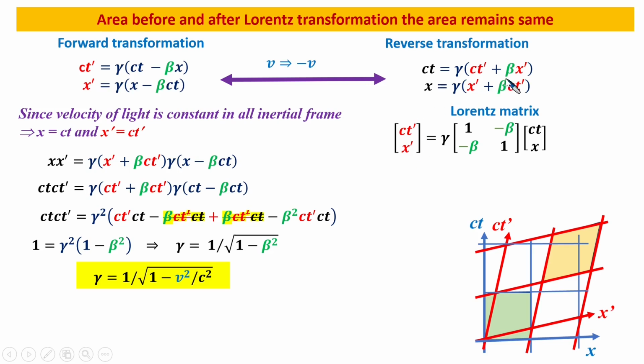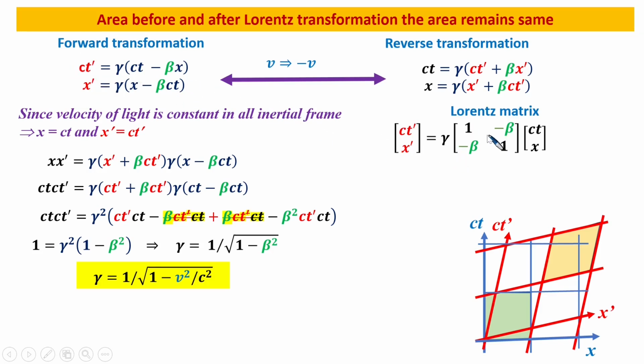I can write this in the form of a matrix. I am introducing matrices because in my next lecture, when I discuss the general theory of relativity, all this will be required. So let us slowly introduce bit by bit what is a matrix, what is a vector. We will discuss more in detail when we discuss general relativity. Here I have written ct prime and x, with gamma common.